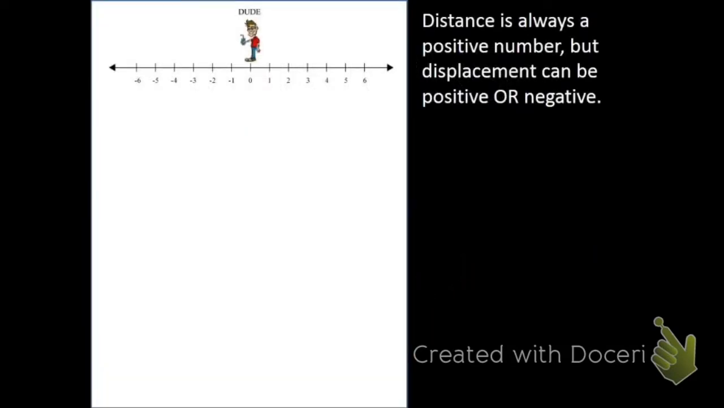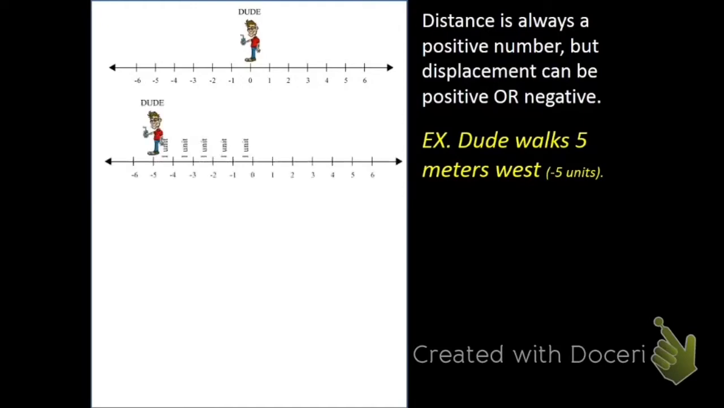So now let's look at an example to understand the difference between distance and displacement. We're going to look at the same motion from two different frames of reference to understand these terms. So let's take our dude here and have him do a little walking and discuss his motion. So first he walks 5 meters to the west. So that is on this number line, 5 units to the left.